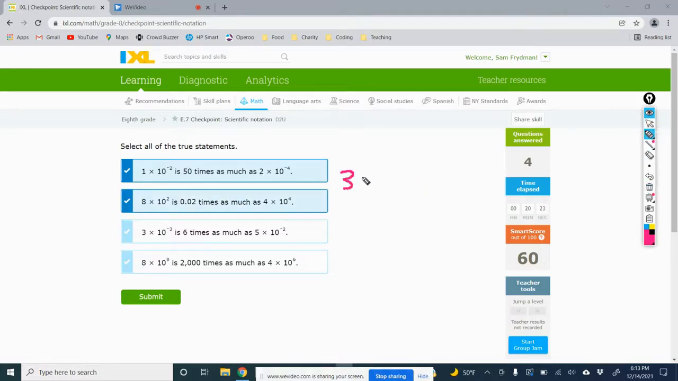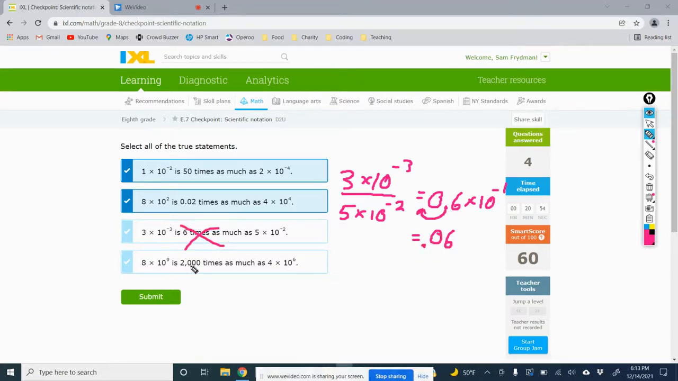All right, 3 times 10 to the negative sixth. Is that 6 times as much as 5 times 10 to the negative second power? Okay, 3 divided by 5 is 0.6. Negative 3 minus negative 2 is like negative 3 plus 2, which is negative 1. So 0.6 times 10 to the negative first power. No, because since that's negative, I would have to take this decimal point and move it 1 space to the left. That would give me 0.06, not 6. So this one's no good.